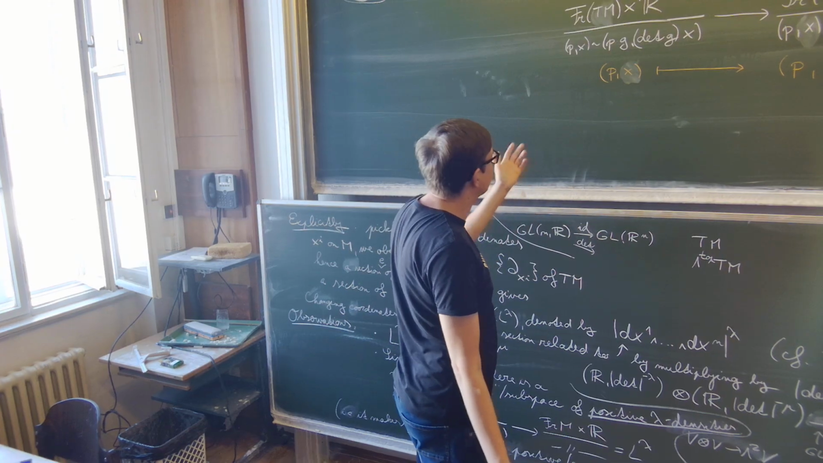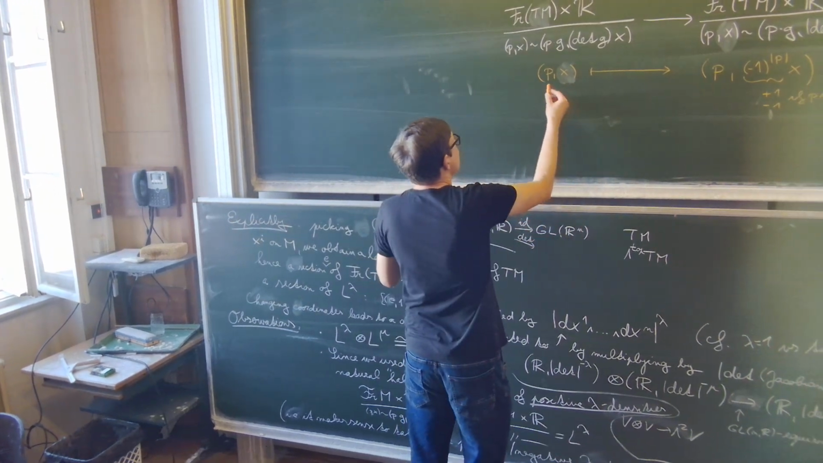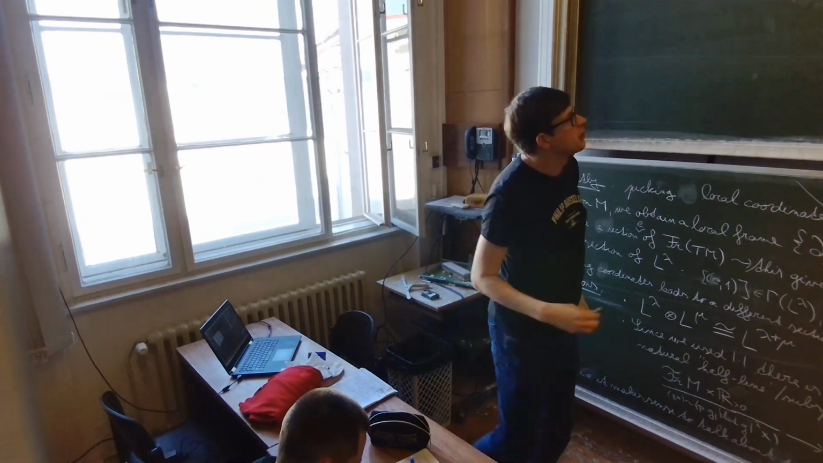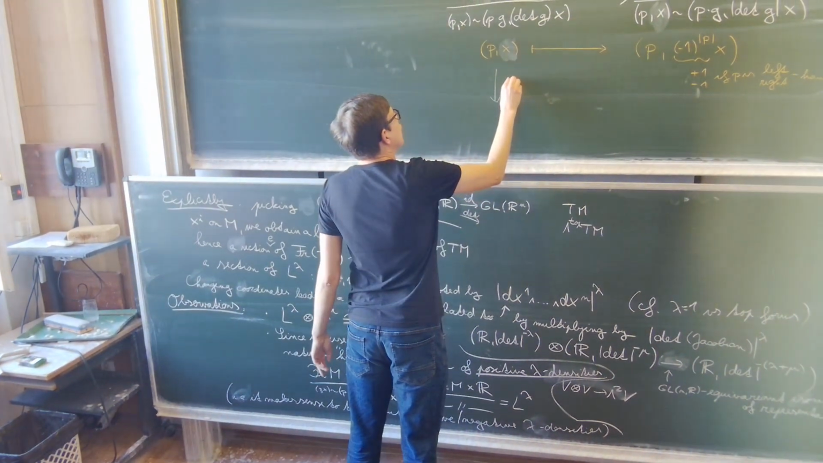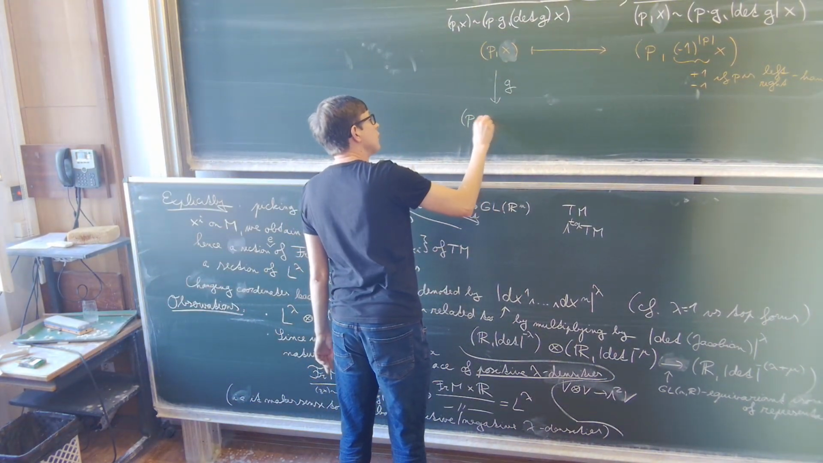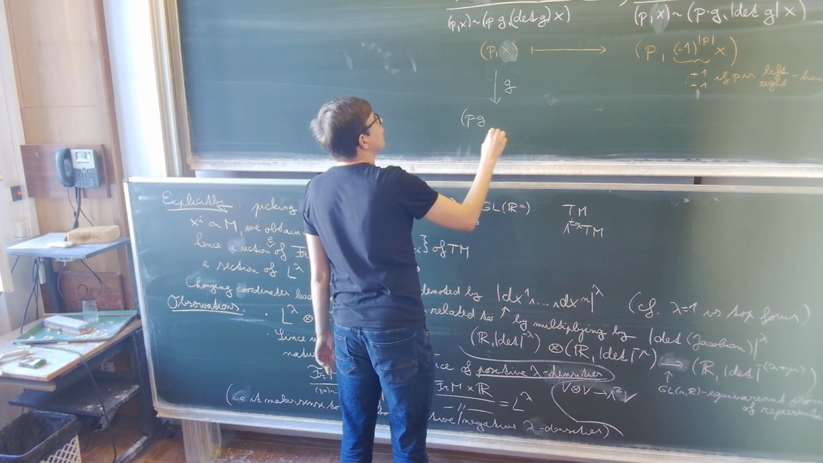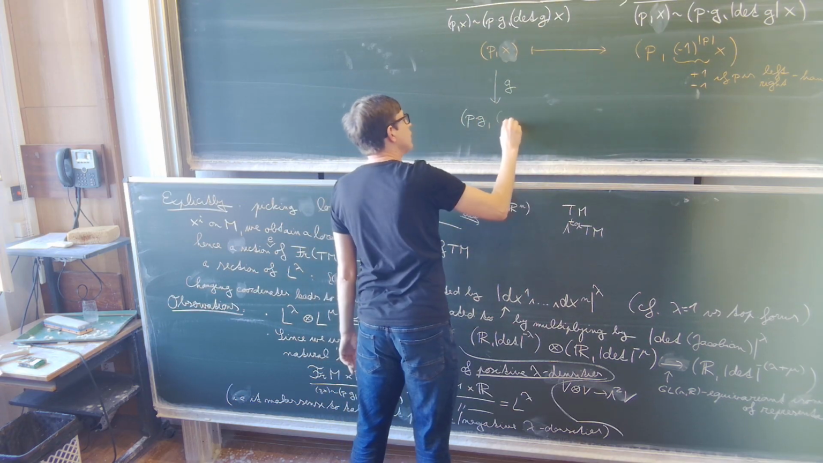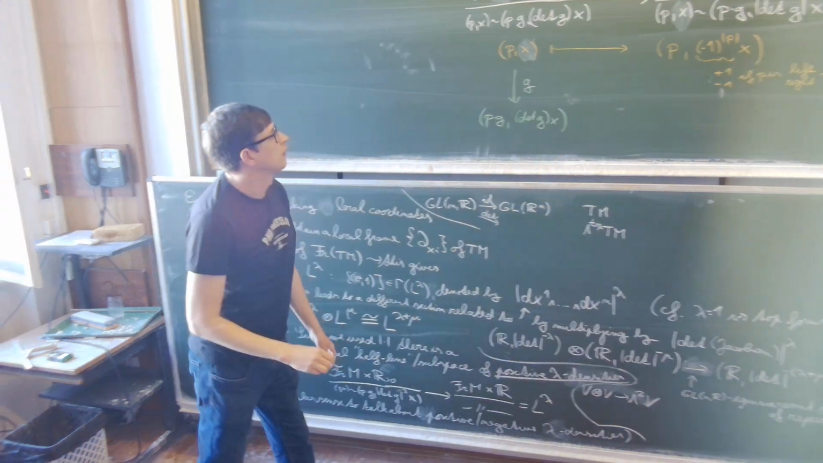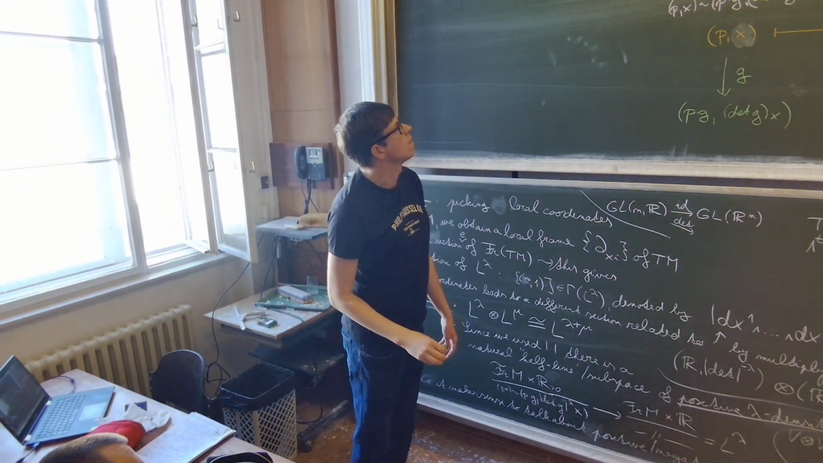Yes, okay, I want to check that. What happens if I act with a different G? Here I get mapped to PG. Well, I just rewrite this, and the determinant of G times X.